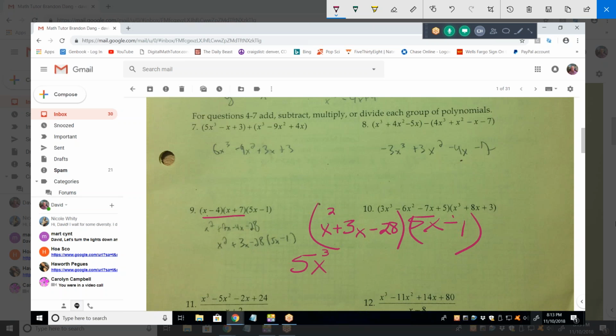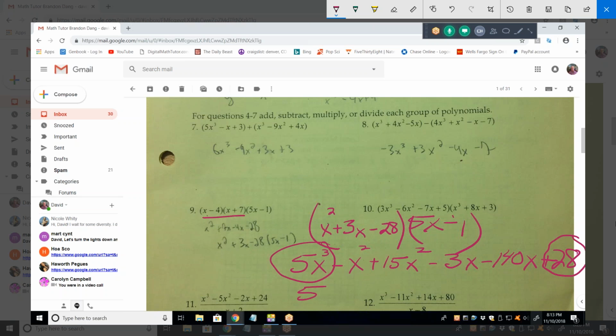Next term. Next term. Next term. Next term. It's 140. 140x. And finally the last term. That's the way you do it. And now, you're only always going to have one of those, and you're always only going to have one of those. But everything in the middle is going to get combined.